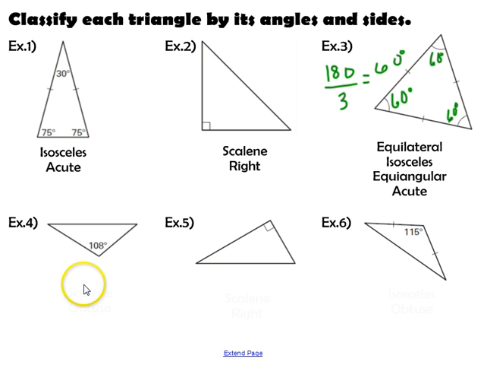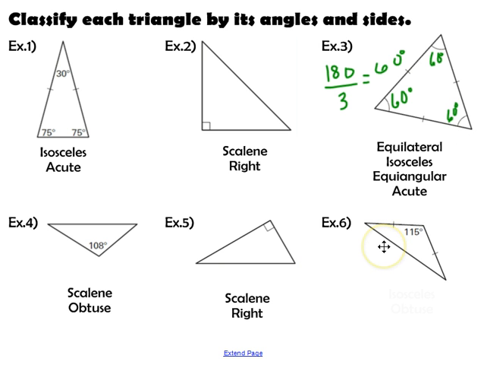For example 4, again, we run into that situation where we don't have any side markings, so our default answer is scalene. And then we have this one angle that is 108 degrees, which is greater than 90. So this is a scalene obtuse triangle. In example 5, we have a right angle and no markings on the sides. So again, we have a scalene right triangle.